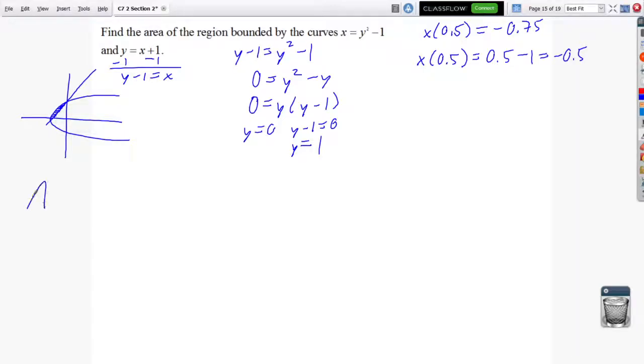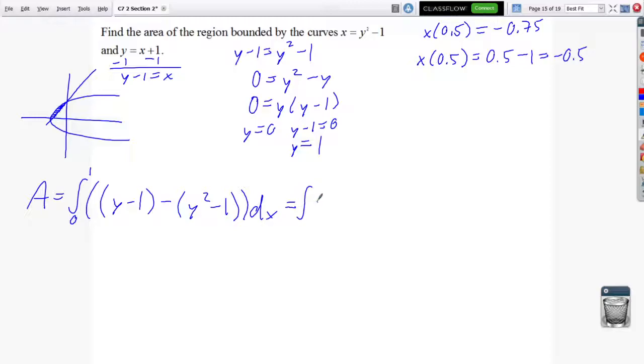That's going to allow me to say my area is equal to the integral from 0 to 1 of my dominant function, y minus 1, minus my non-dominant function, y squared minus 1, dy. And now evaluate however you want. By the way, if you didn't want to get into the weeds as far as which function is the dominant function, just do the absolute value of one of the functions minus the other function. It gets you the same place.